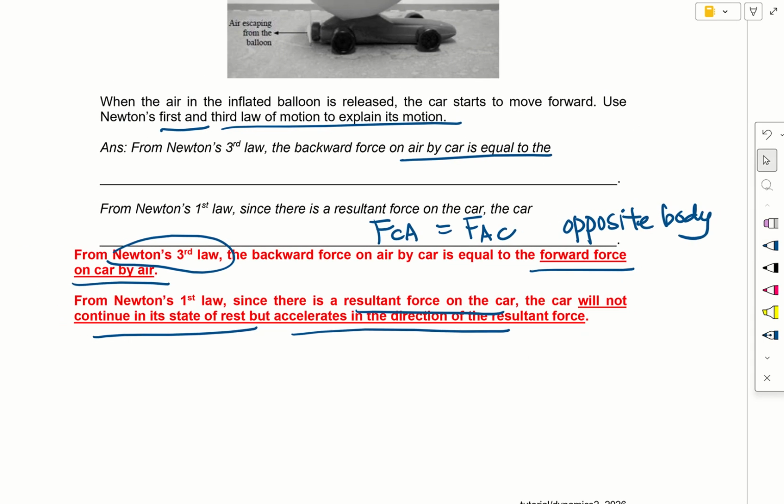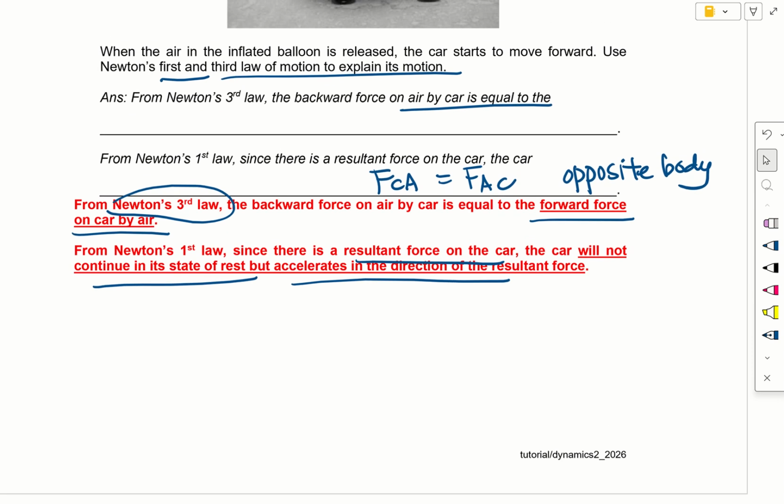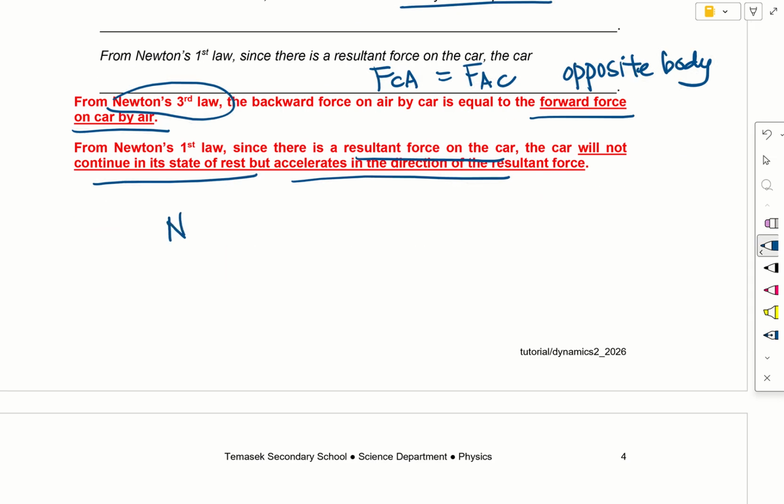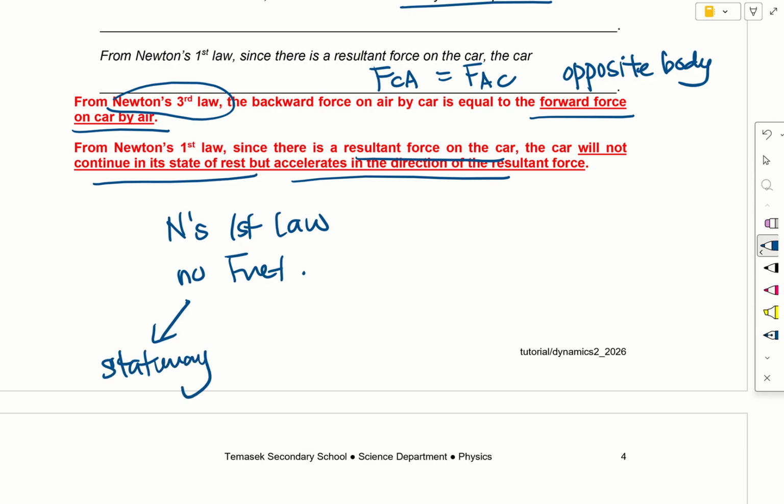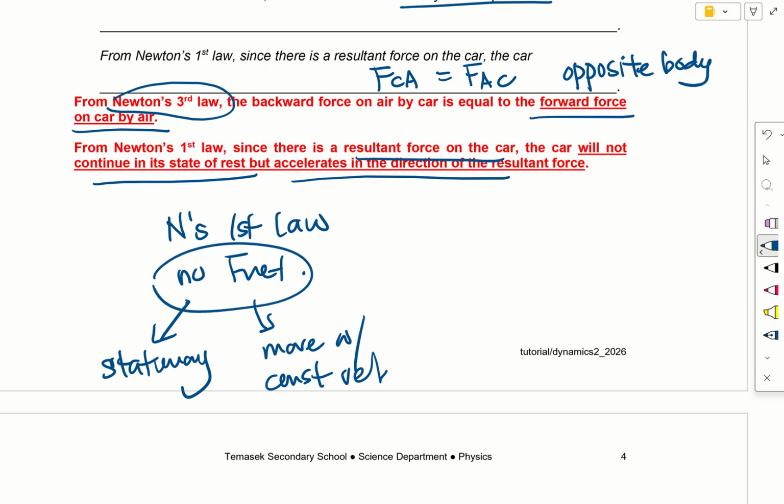So actually, first law and second law are pretty simple. Let's do a quick recap. Newton's first law is that when there's no F net, no resultant force, the object will either be stationary, not moving, or move with constant velocity. So this is Newton's first law, law of no F net.